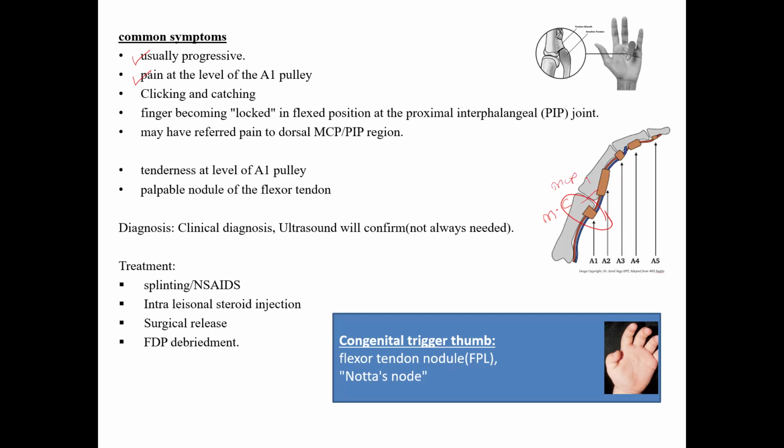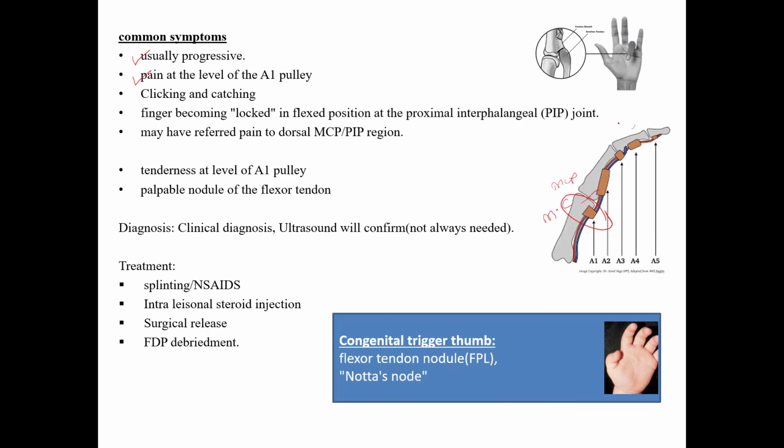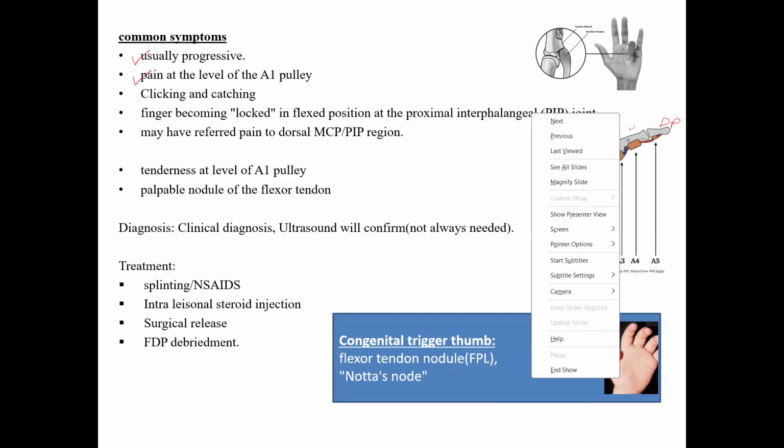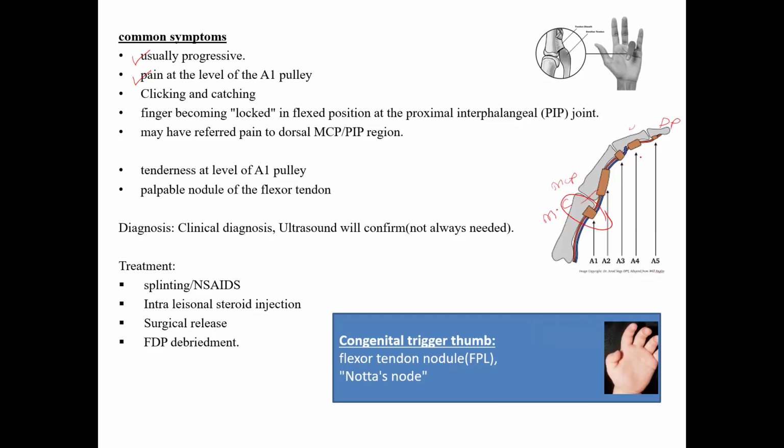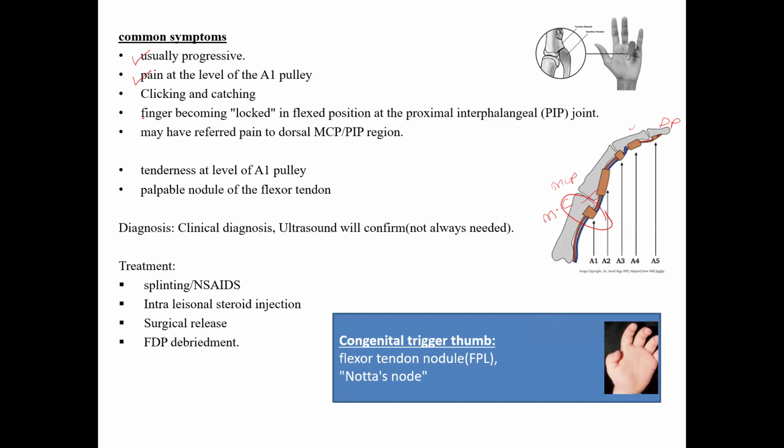Then comes your proximal phalanx, then the middle phalanx, then the distal phalanx. Middle phalanx and distal phalanx. Okay. So clicking and catching will be there. Then finally the finger becomes locked in flexion at the proximal interphalangeal joint.